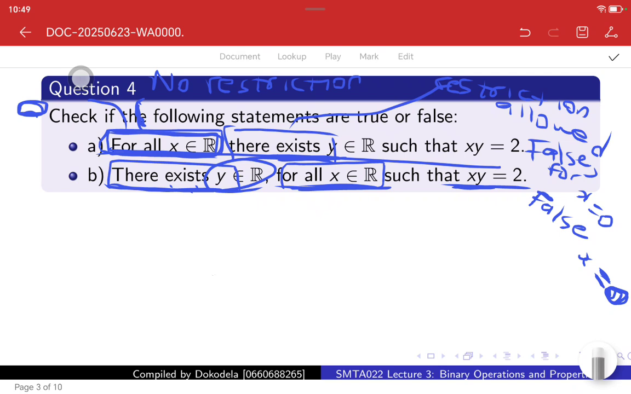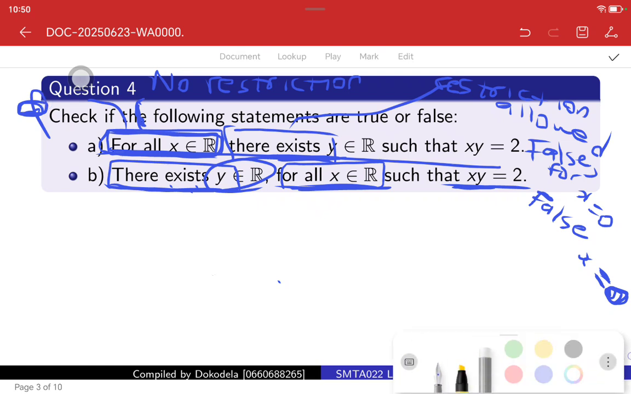So yeah, we look at questions that they can bring. For there exists, if they bring it, obviously I'm going to restrict myself to a number that is there, and that will always satisfy it, because there exists says that you restrict yourself. Then for all says that there's no restriction, you must check all numbers. So there exists can be at least one. There can be one number that will satisfy this, and that is true.